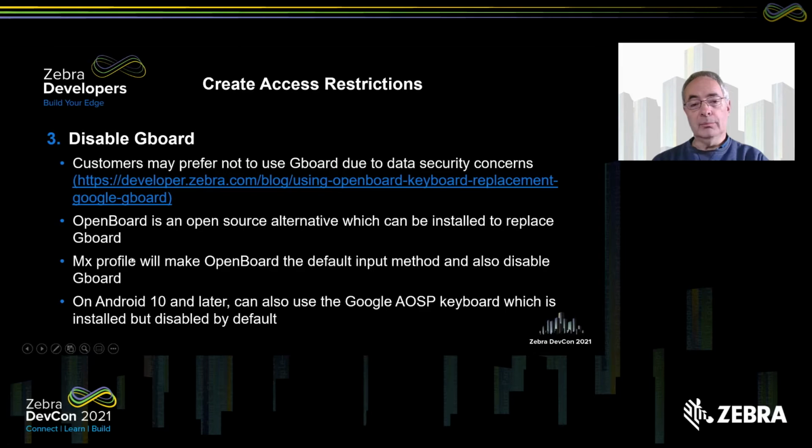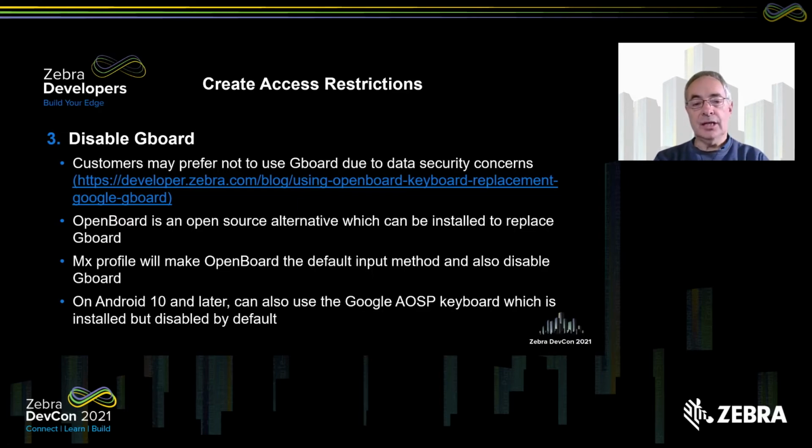And we can use MX to set this OpenBoard keyboard as the default input method, which will allow it to be used for keyboard input. And we can also disable Gboard. And that will work on everything, on every OS version.